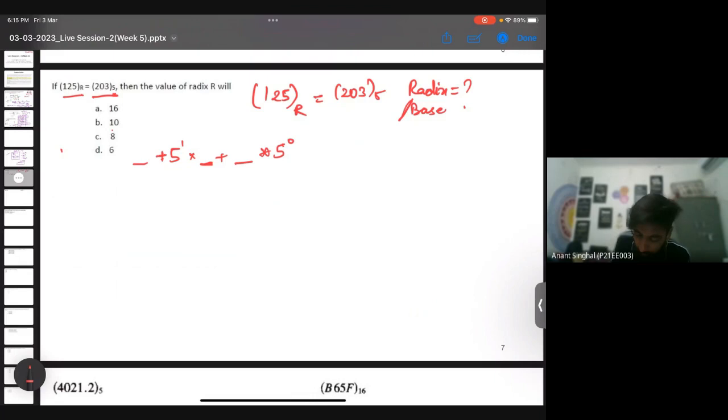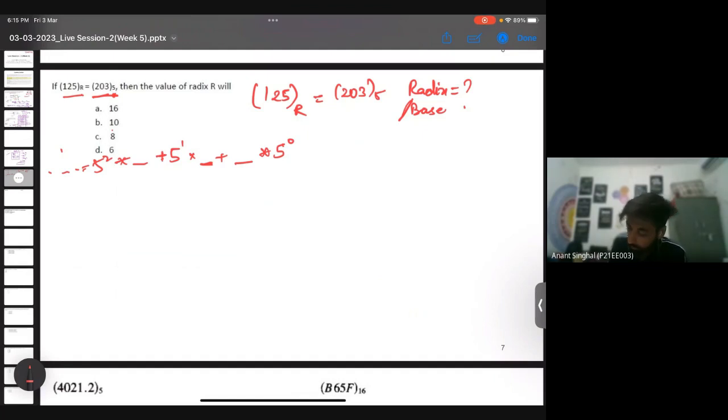Then for the next digit we need to multiply it by 5 to the power 2, and it will go on till whatever the number of digits will be. And one of the main things that we need to check is the inside term should not be greater than the value of the radix, since the base 5 can only contain terms up to the value of 4.